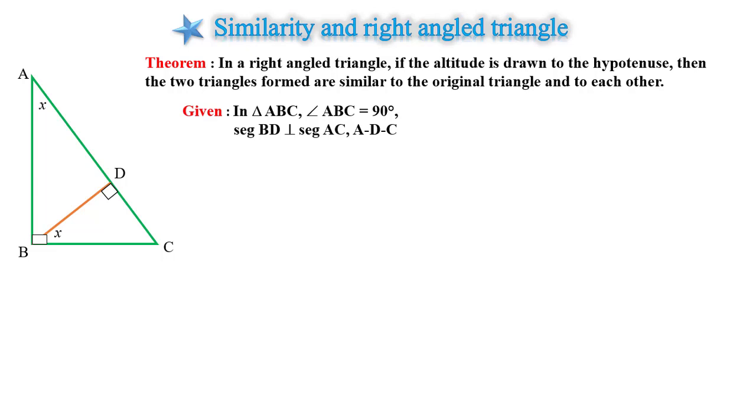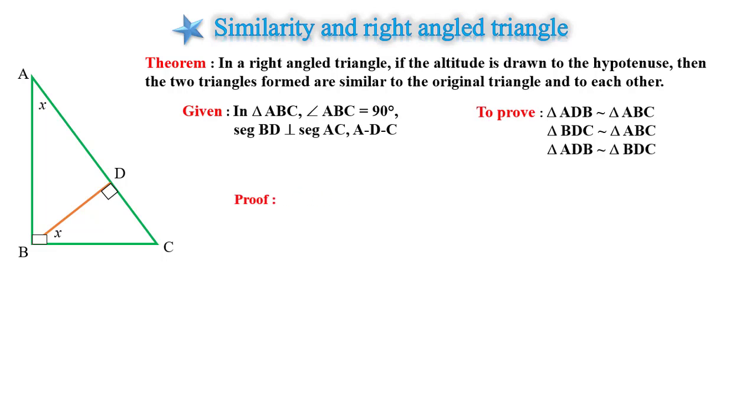Now read the second line, that is after "then". This is what we want to prove. What is to prove? The two triangles formed are similar to the original triangle and to each other. From the figure we write to prove: triangle ADB is similar to triangle ABC, triangle BDC is similar to triangle ABC, and triangle ADB is similar to triangle BDC.